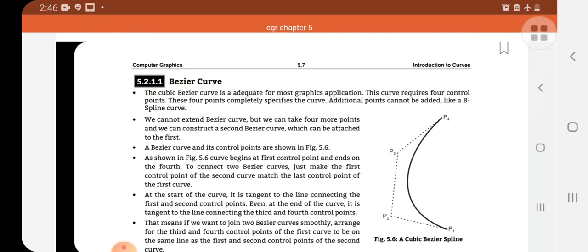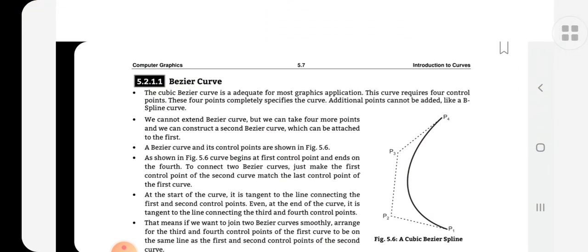Then next is the Bezier curve. The cubic Bezier curve is adequate for most graphics applications. This curve requires four control points, and these four points completely specify the curve. Additional points cannot be added like in a B-spline curve. Here we cannot extend the Bezier curve, but we can take four more points and construct a second Bezier curve which can be attached to the first.